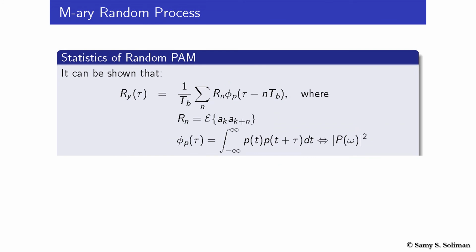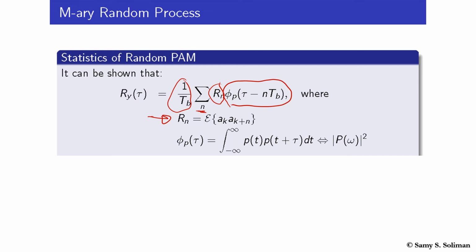Using a similar approach, it can be shown that the autocorrelation function is represented by this form. It is 1 over T_b multiplied by the summation over n, where n is an integer from negative infinity to infinity, of r(n) times the time function phi_p(tau minus nT_b), where r(n) is defined as the autocorrelation of the amplitudes A_k. So r(n) is the expected value of A_k times A_(k plus n).